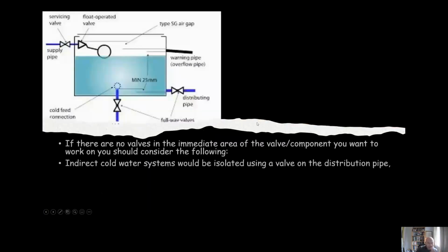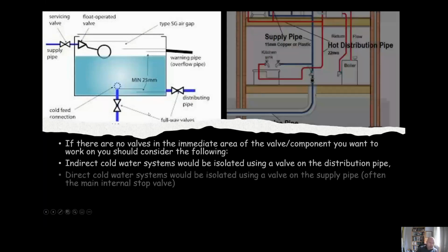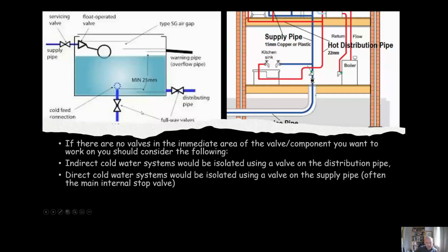So in the instances where we don't have a service valve immediately next to where we're working, we would turn it off at various places depending on the type of system. If it's an indirect cold water system, which is fed from a cistern, we would normally turn it off on the distribution pipe immediately after the cistern, so we don't have to drain all of the cistern to work on the system. So turn it off after the cistern on the distribution pipe.